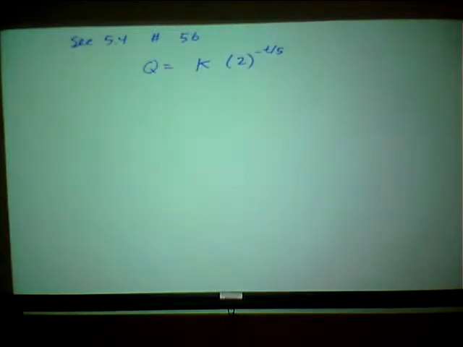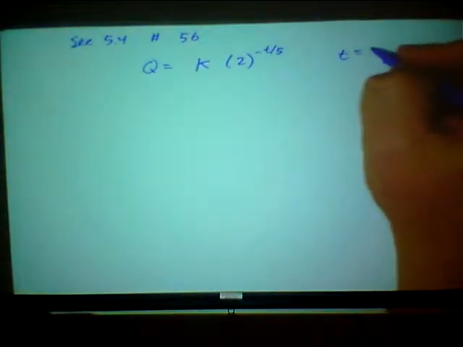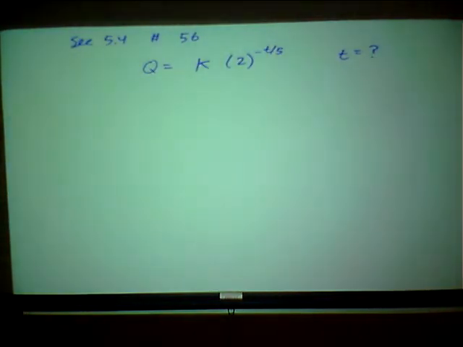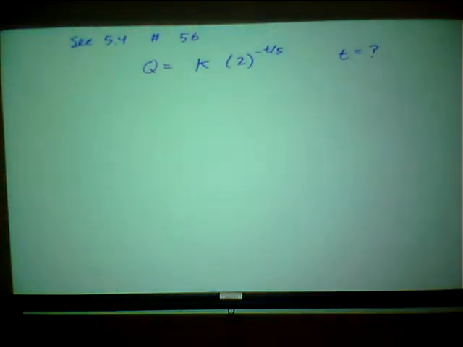It says where K is a constant and T is the time in days. Express T in terms of Q and K. So basically, they've given you this equation and they're asking you to solve for T. And you look and you see T is part of the exponent where the base is 2.